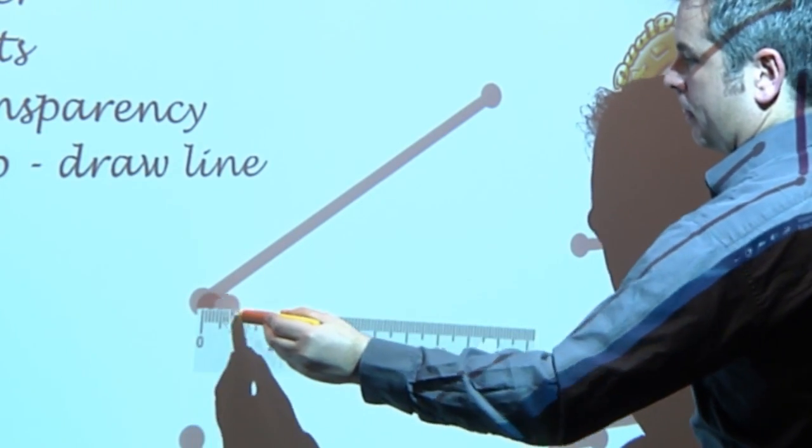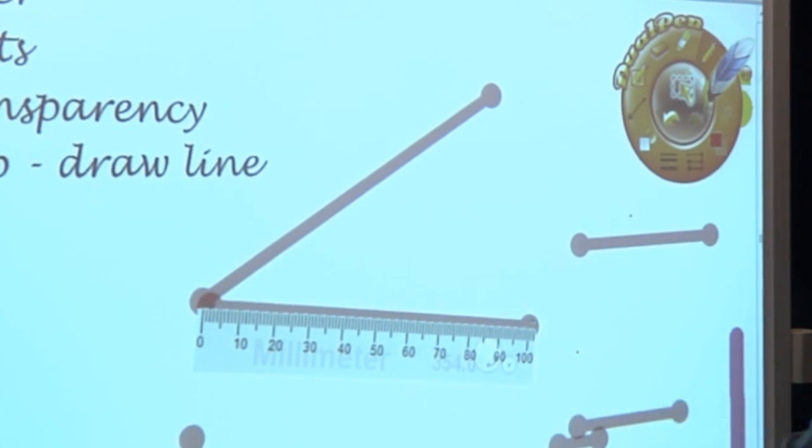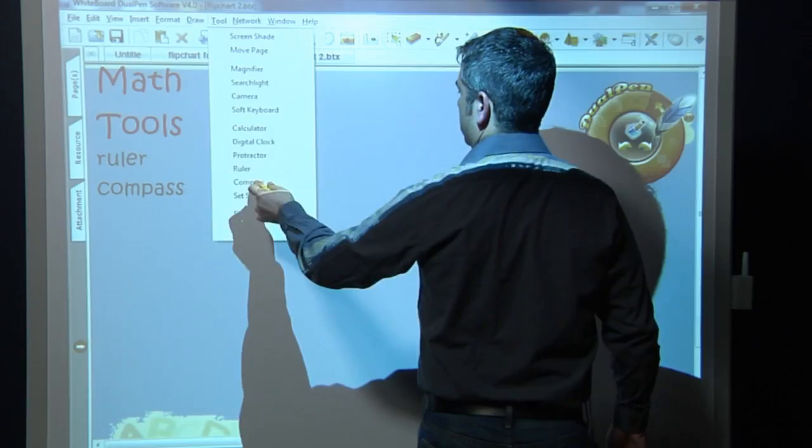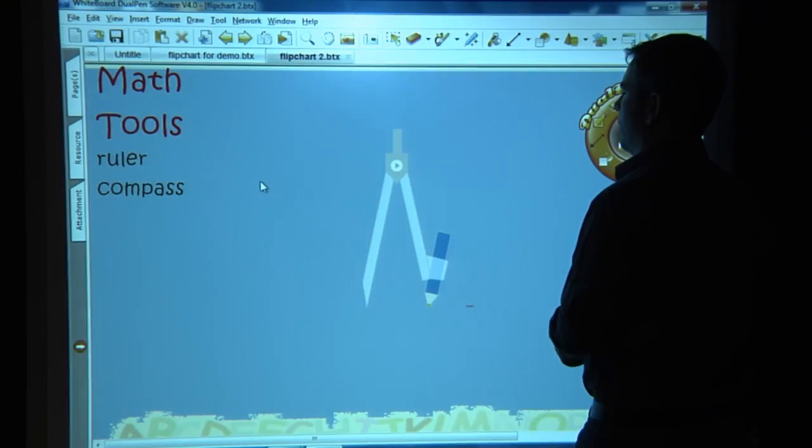I'm going to go ahead and exit out of that now. I'm going to bring up my compass next. To do that, I'm going to click on Tool again. My drop-down menu appears. Compass is right under ruler, and voila, there I have my compass.